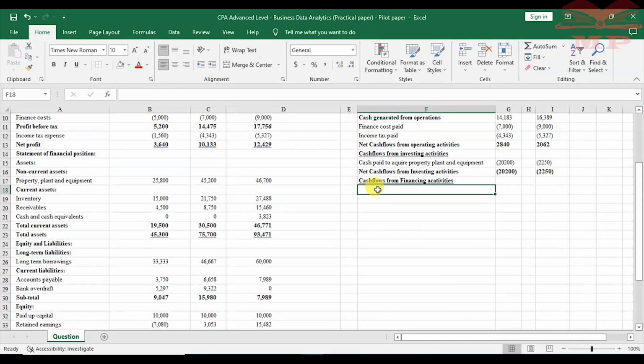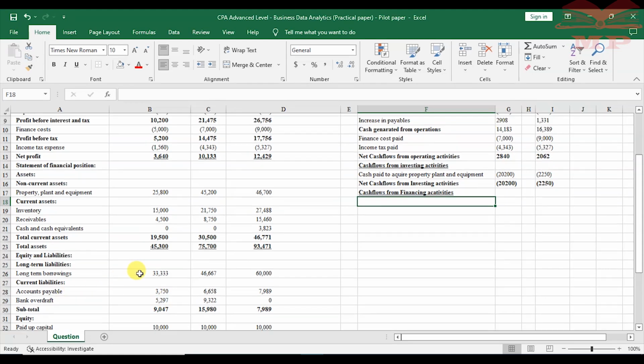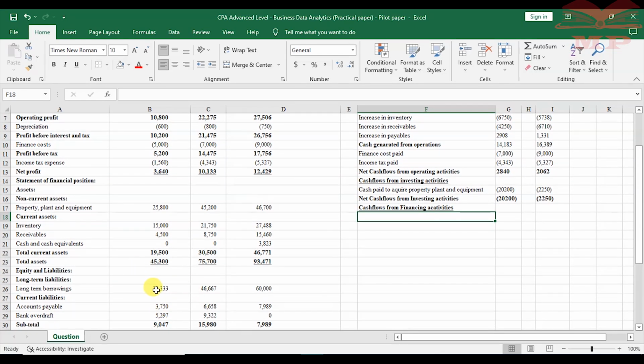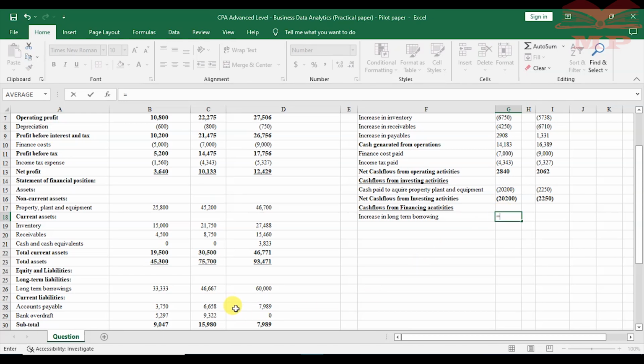Now on long-term borrowing, you can see it's increasing. When it's increasing, it means it's an inflow. You borrowed more funds, so it's an inflow. So equal sign, that is increase in long-term borrowing, and it will be this minus the other one, because of course it's an inflow. The other one is also increase in long-term borrowing, 60,000 minus 46,000. That is also an increase in long-term borrowing.